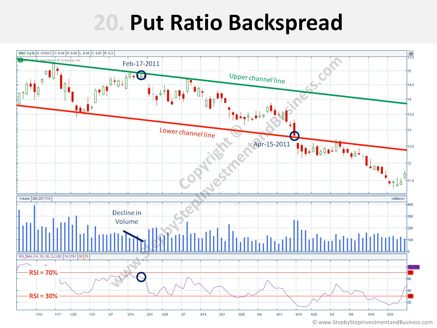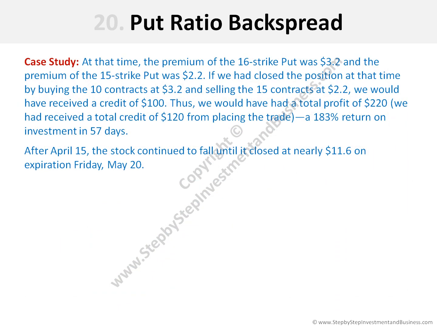As we had said, we initiated the trade on February 17, the day we got the bearish signal, and during the following weeks, the stock continued to fall, closing at $12.82 on April 15. At that time, it seemed likely that the stock would define a new lower channel line. At that time, the premium of the 16 strike put was $3.2 and the premium of the 15 strike put was $2.2.